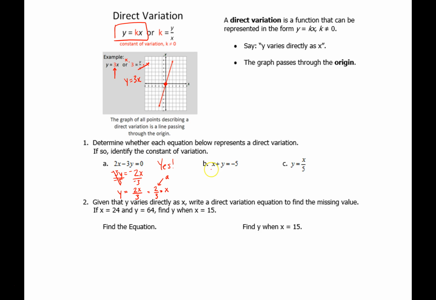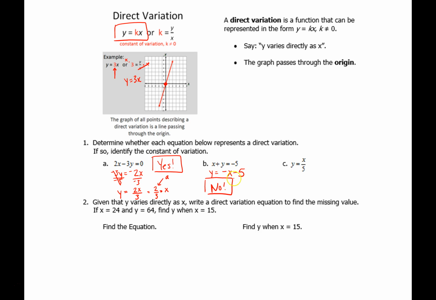Okay, so let's look at this next one. We're again solving for y, so I'm going to subtract x from both sides, and that gives me negative x minus 5. This is not a constant of variation being multiplied with the x. It has this minus 5 on the end. So this one is no, it is not a direct variation relationship.